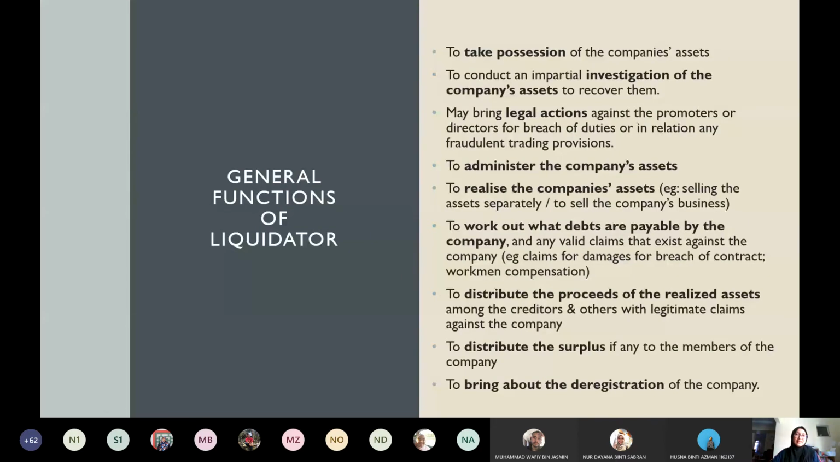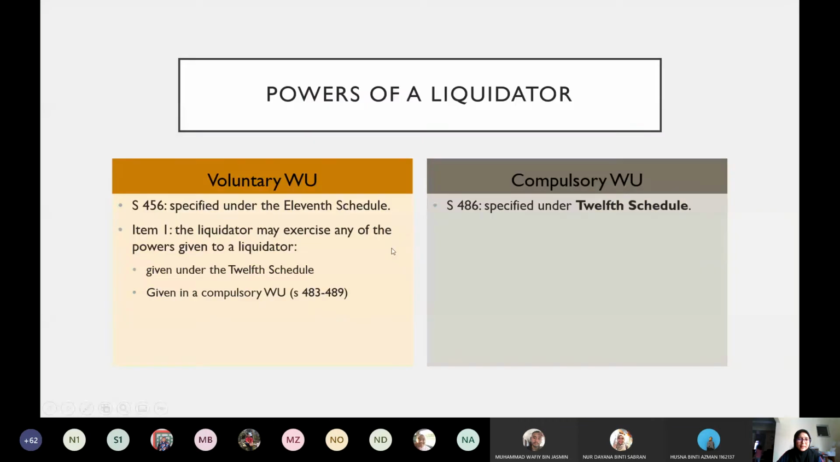So kita dah cover tadi kan, to take possession of the company's asset, to conduct an impartial investigation of the company asset, to bring legal action, and so on and so forth. Panjang sebenarnya function dia ni, yang ni yang saya ambil yang generally saja.